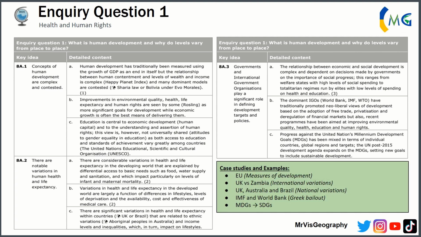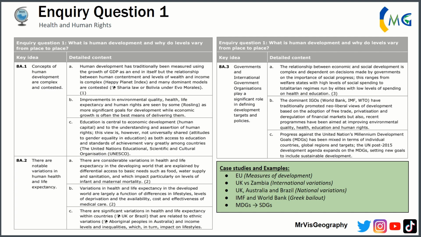And so the case studies you have to learn about, I kind of wanted to summarize them in whole. The EU is one of the big organizations that's moved away from simply relying on economic measures of development. They do a bit more of a holistic approach. When we look at international variations in health and life expectancy, we compared Zambia to the UK in our lesson. When we looked at national variations, we looked at within the UK, within Australia, within Brazil.